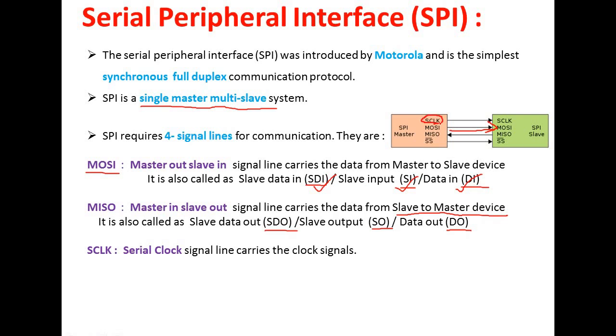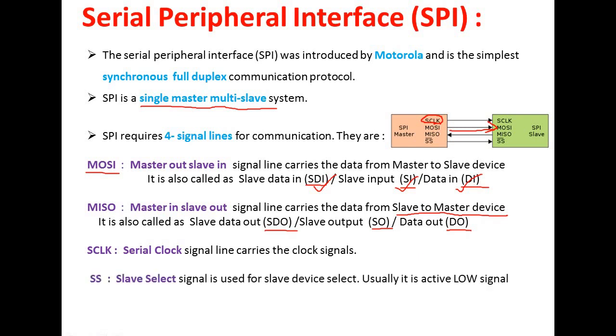The last one, SS, slave selection. The slave selection signal is used for slave device selection. Usually, it is an active low signal.